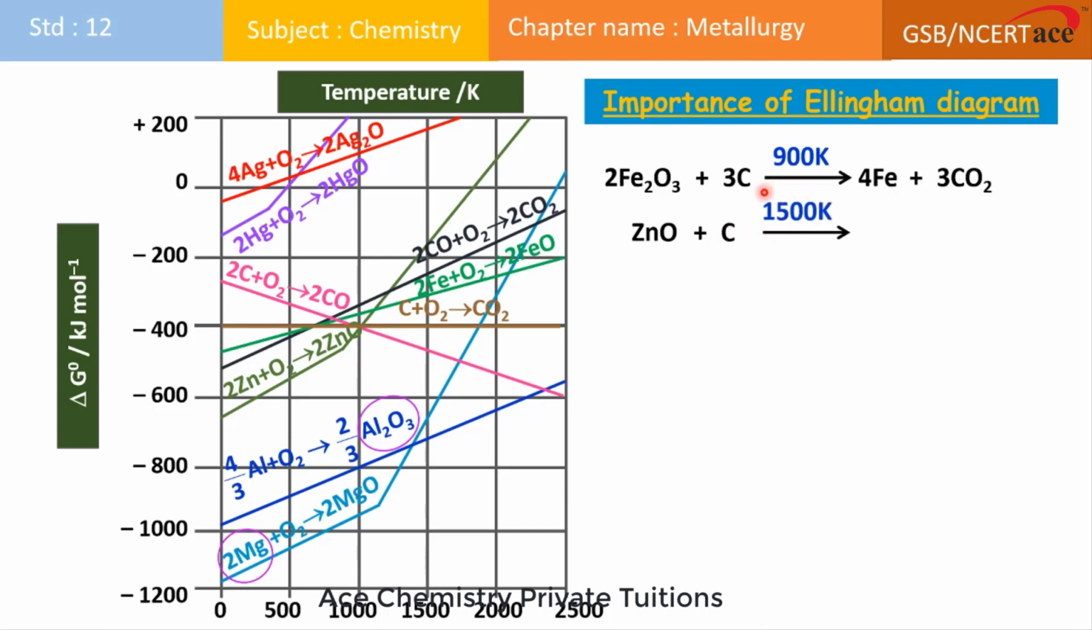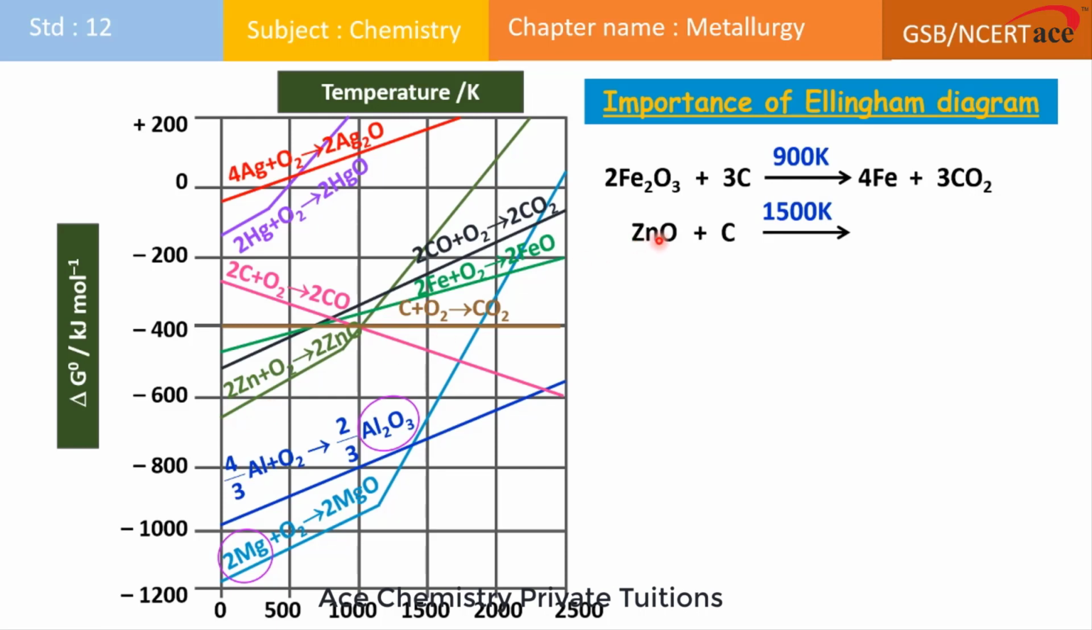decomposition takes place at a very high temperature. Now the question is why reduction of iron oxide takes place at lower temperature and reduction of zinc oxide takes place at higher temperature. The reason is the difference in stability of Fe2O3 and ZnO. ZnO, since it occupies the lower part of the y-axis, has a lower, more negative value.